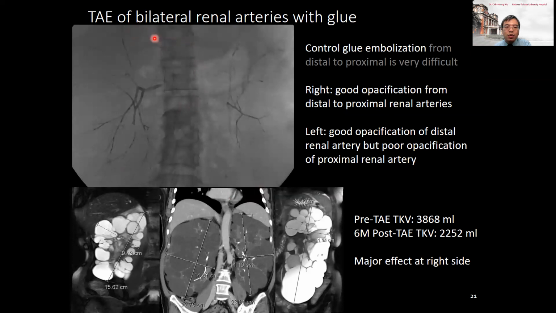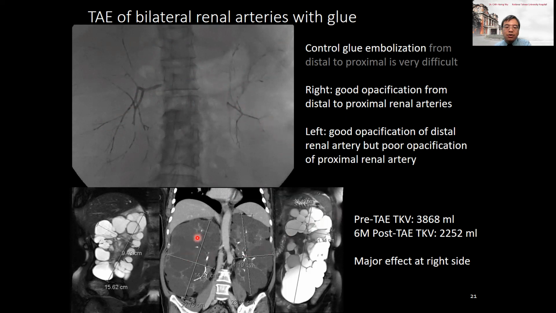We have one case where we did the renal artery embolization with glue. However, as you can see, the control of glue embolization from distal to proximal renal artery is very difficult. The right side has a good opacification. However, for the left side, you can see the distal renal artery is well opacified, but there is no opacification of the proximal renal artery.